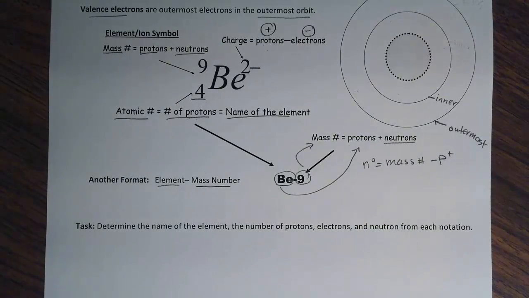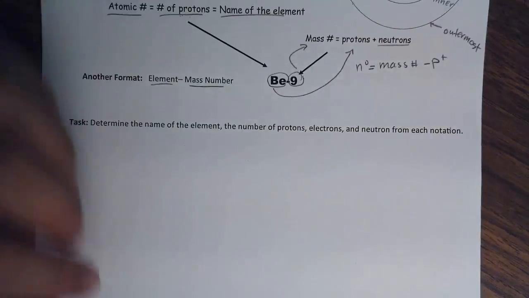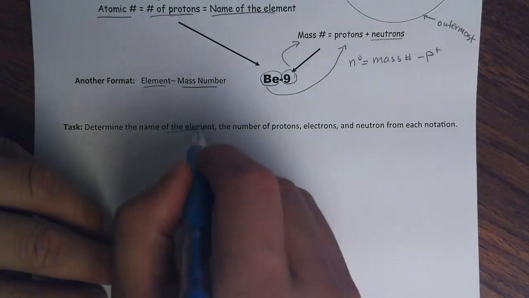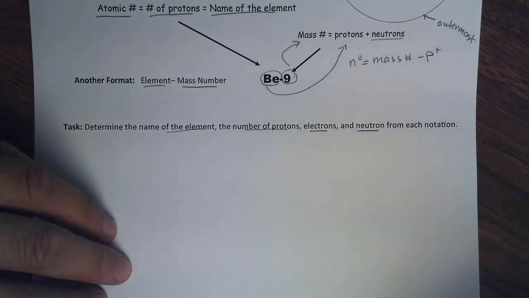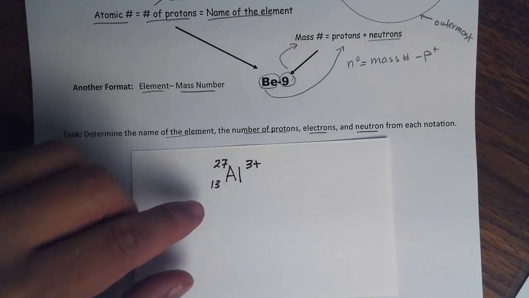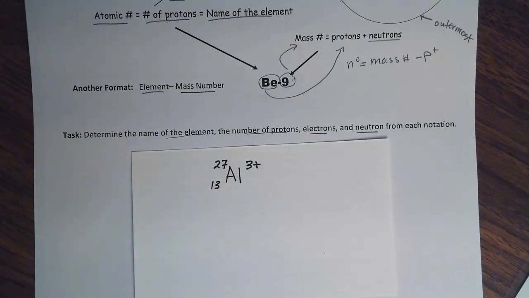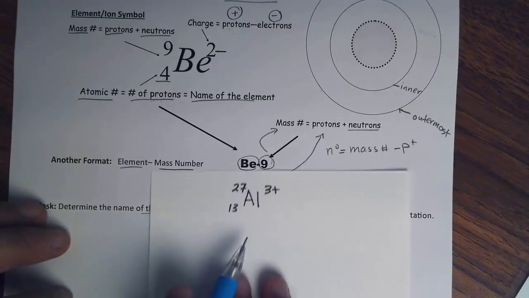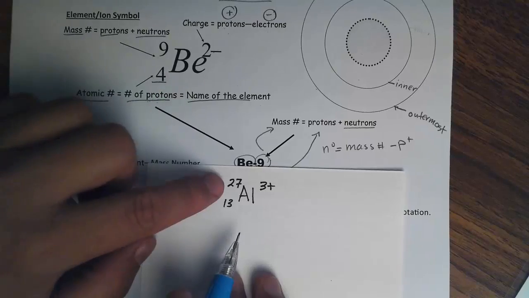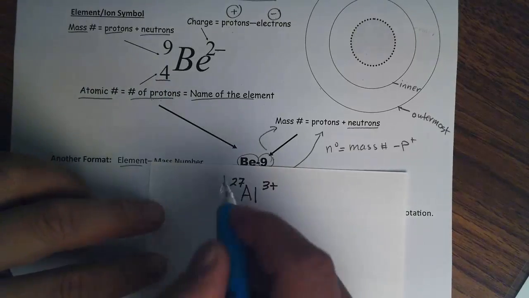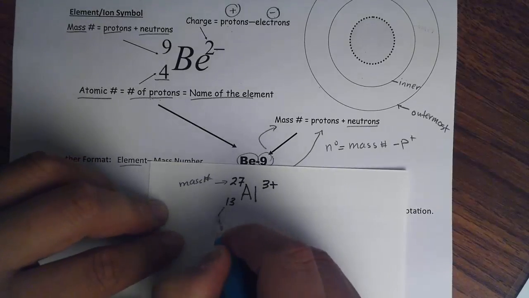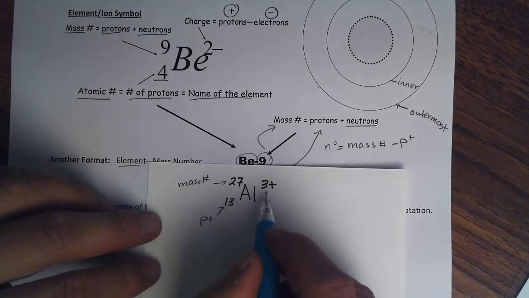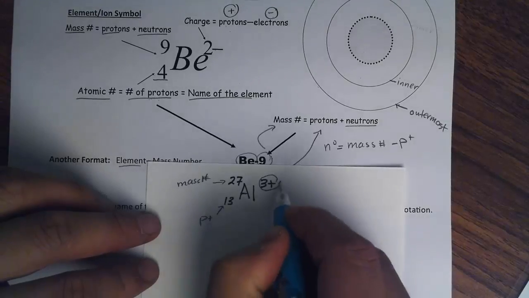So in this task, we are going to look for the name of the element, the number of protons, the number of electrons, and the number of neutrons. So I have this notation that represents these atoms of aluminum. In this case, we know that this represents the mass number, which is 27. So that would be the mass number right there. And then that would represent the number of protons. And this represents the charge.